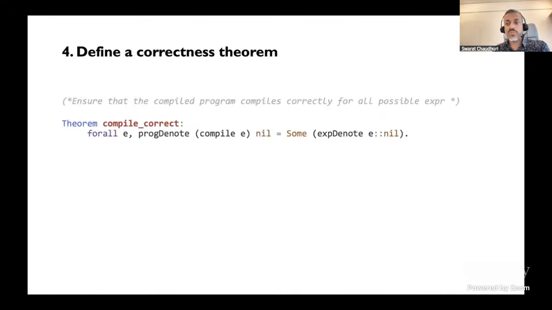Then you have to define this correctness theorem, which says that for all expressions E in the source language, upon compiling this expression, you get something that when you execute it in the programming language's semantics, you get the same thing as if you evaluated the original expression in the source language's semantics, right? So these two are the same.